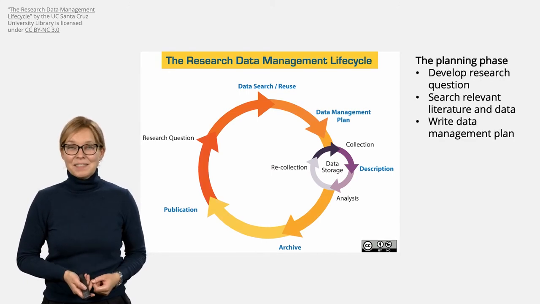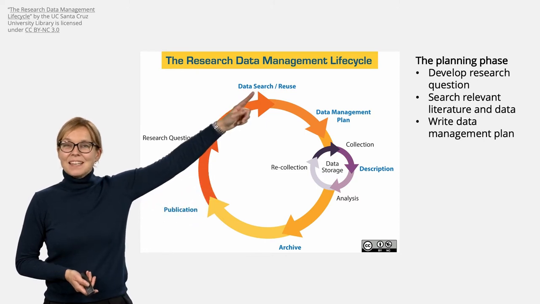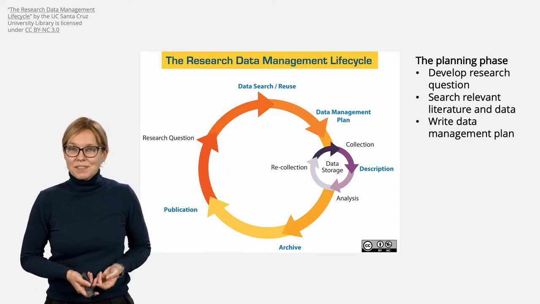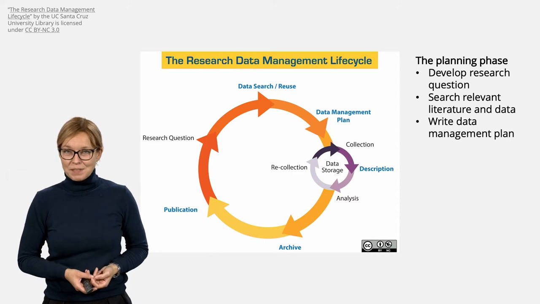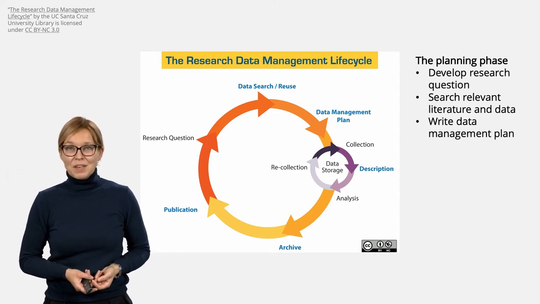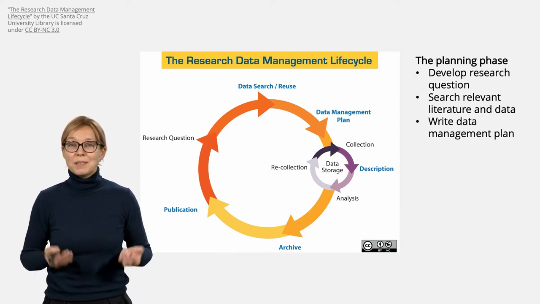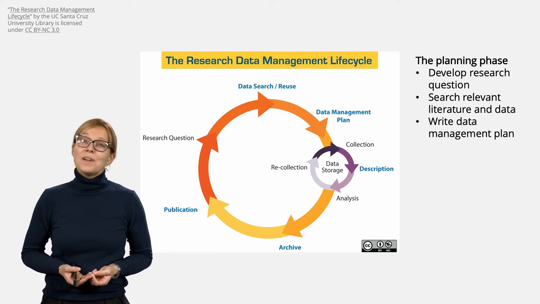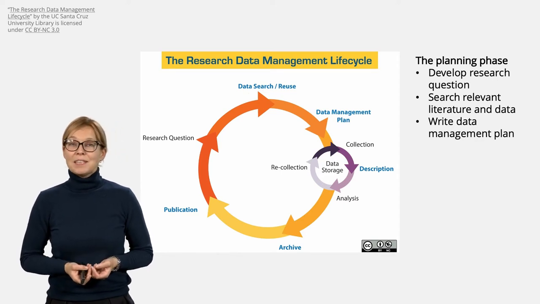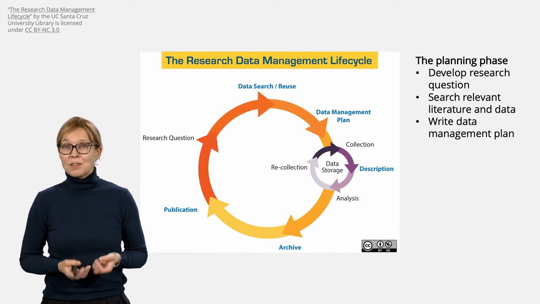In the planning phase, which is up here, you develop your research question and you plan the research process. In this phase, you also search for relevant literature. For instance, you might want to find out what has already been done on the topic, or you want to read up on your selected methods, or you want to consult research on a related topic that you want to use as a starting point.